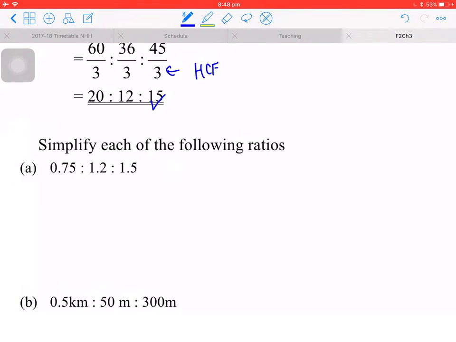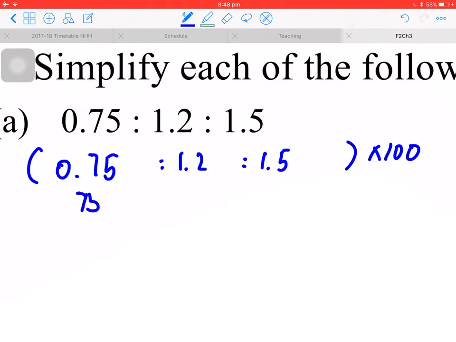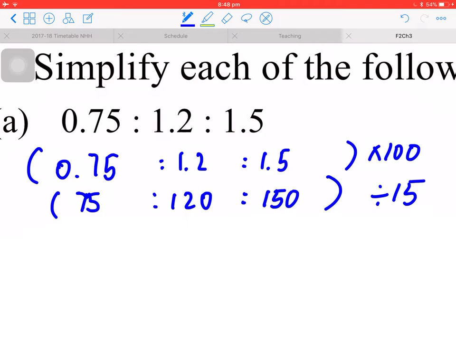So for 0.75 to 1.2 to 1.5, you multiply by 100, and then you have 75, 120 and 150, and then you divide by 15. That will be the HCF of 75, 120 and 150. So you have 5 here, that should be 8, I guess, yes, and that will be 10. So after simplification, you have 5 to 8 to 10.